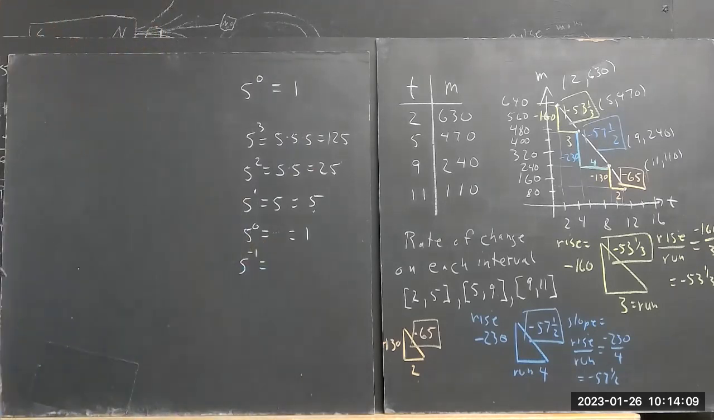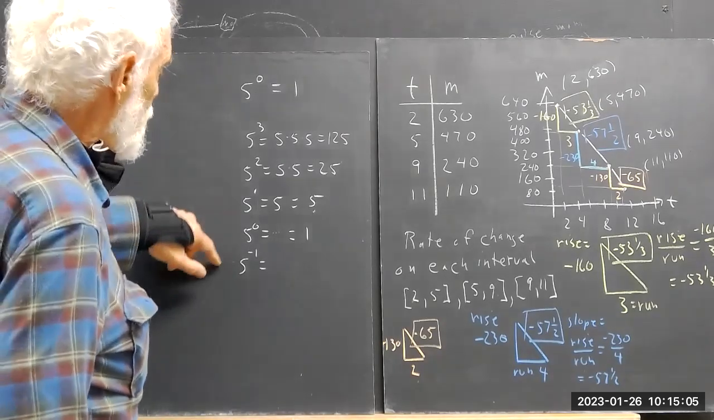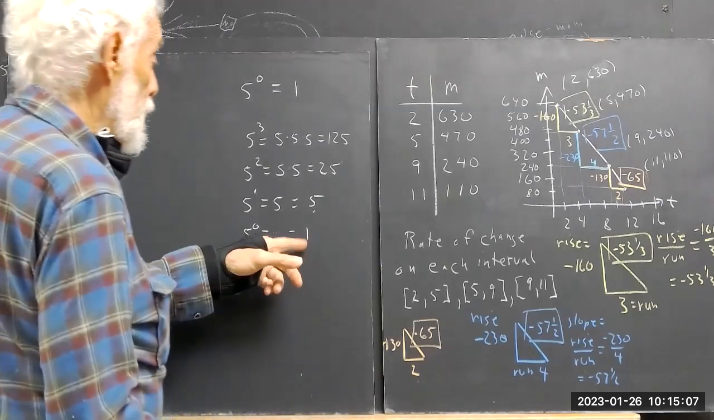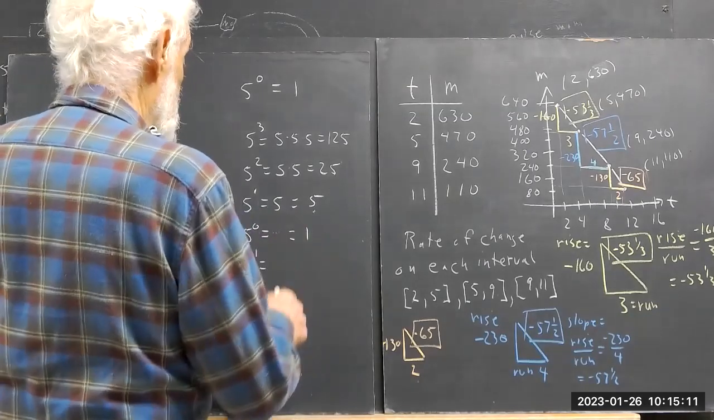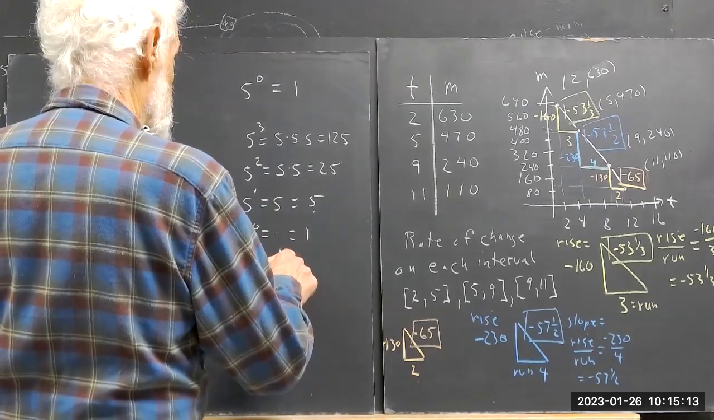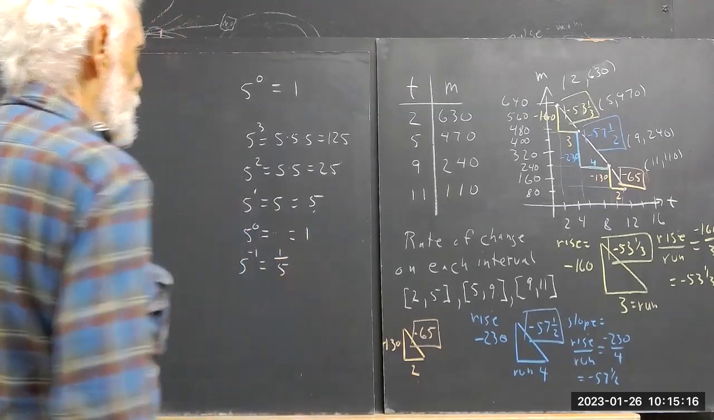What's 5 to the negative 1? Okay, well, let's talk. I think everybody will probably see the idea, but let's make sure. So 5 to the negative 1, well, we've got to divide the last power by 5. The last power out is 5 to 0, that's 1, so it's got to be 1 divided by 5, right?